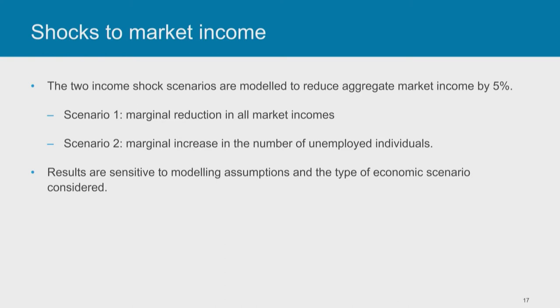So we model two income shock scenarios so that aggregate market income is reduced by 5%. In the first scenario, every individual has their market income reduced by 5%, so everyone's wages are just reduced. In the second scenario, there's an increase in the number of unemployed individuals, and this is modelled as a random process with a uniform distribution. The results are sensitive to modelling assumptions and the type of economic scenario considered.